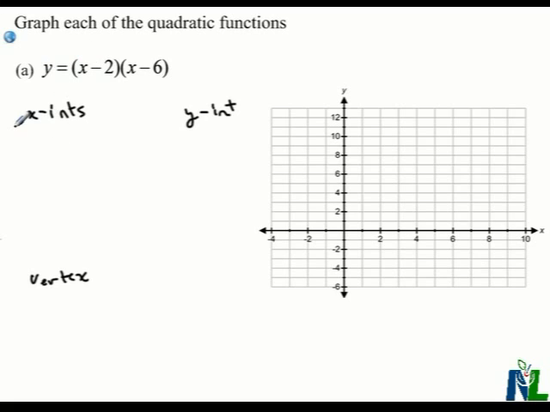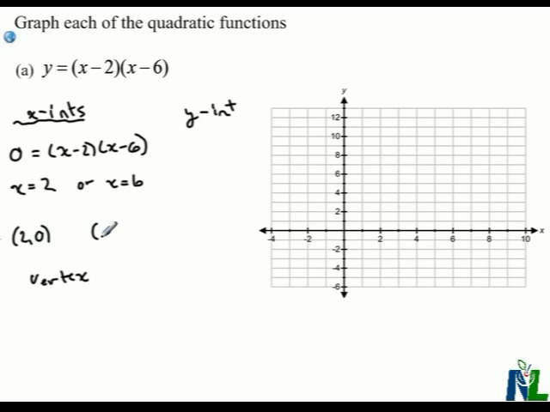So for my x-intercepts, I'm going to replace y with 0 and say (x minus 2)(x minus 6) is equal to 0. Now recall using the zero product property that if either set of brackets here is equal to 0, then the whole function will be. So then that leads to x being equal to 2 or x being equal to 6, because 2 minus 2 would be 0, or 6 minus 6 would be 0, which gives me 2 points of (2, 0), and another point here of (6, 0).